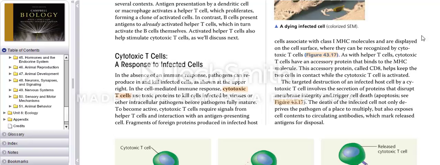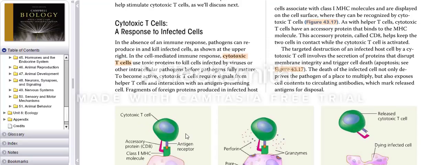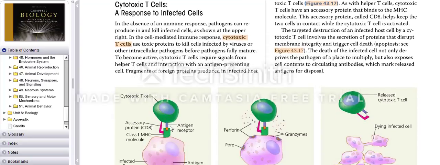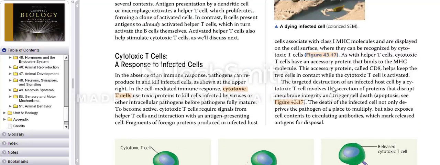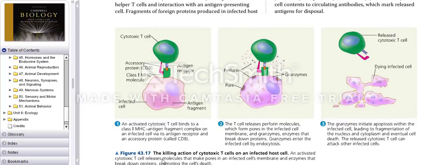So like helper T cells, cytotoxic T cells have to have an antigen receptor to match the presented antigen, and they also have an accessory protein like the helper T cells do, but for cytotoxic cells, it's CD8. Sorry about that. So the job of the cytotoxic T cell is to stop the production of the pathogen. And down here in figure 43.17, we see the killing action.